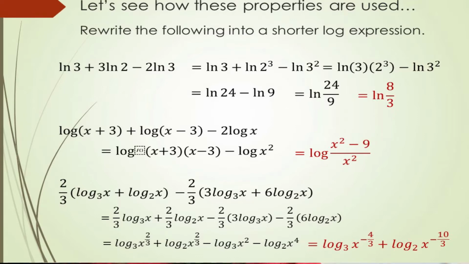Now, the question is, can we simplify it? The 24 over 9, can we simplify it? So how do we simplify 24 over 9? Divide by 3. So what is the answer? 8 over 3. So the answer is ln of 8 over 3. So this is how we use properties of logarithm.